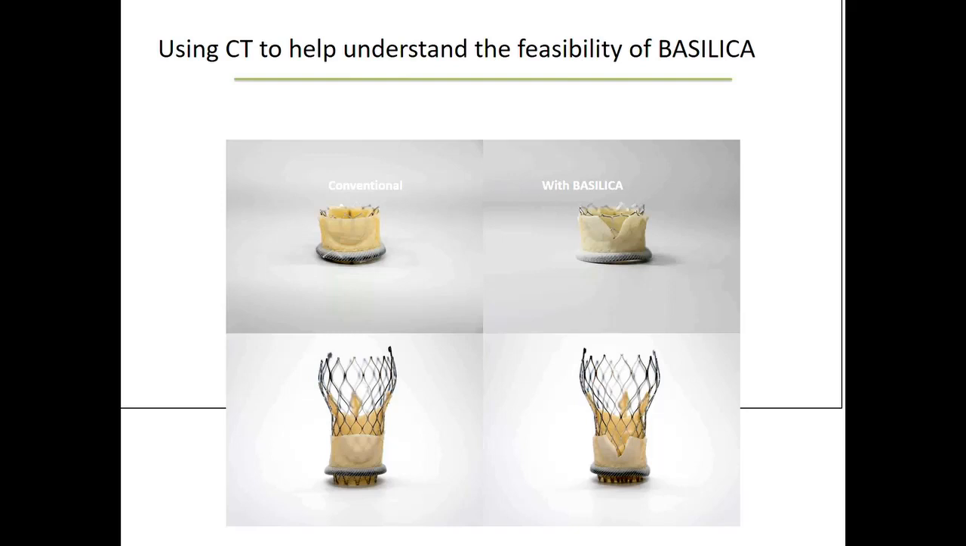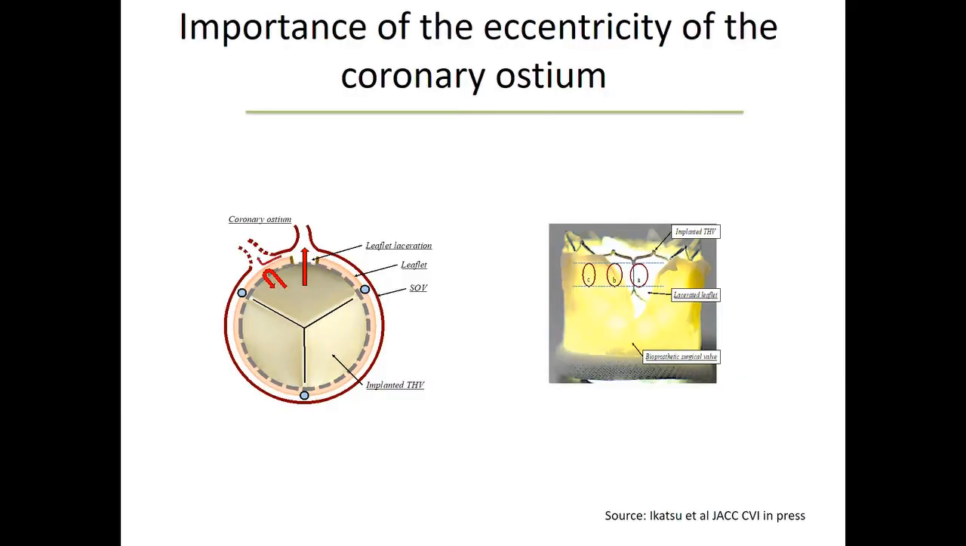And so what we can see here is a potential Basilica procedure with a SAPIEN device and then a CoreValve, and the opportunities of actually opening up diastolic flow to the coronaries by performing this Basilica procedure. So there's a paper in press, Danny Dvir led it with a Japanese colleague, and what it really highlights is the opportunities, albeit the very early days, of the role of CT.